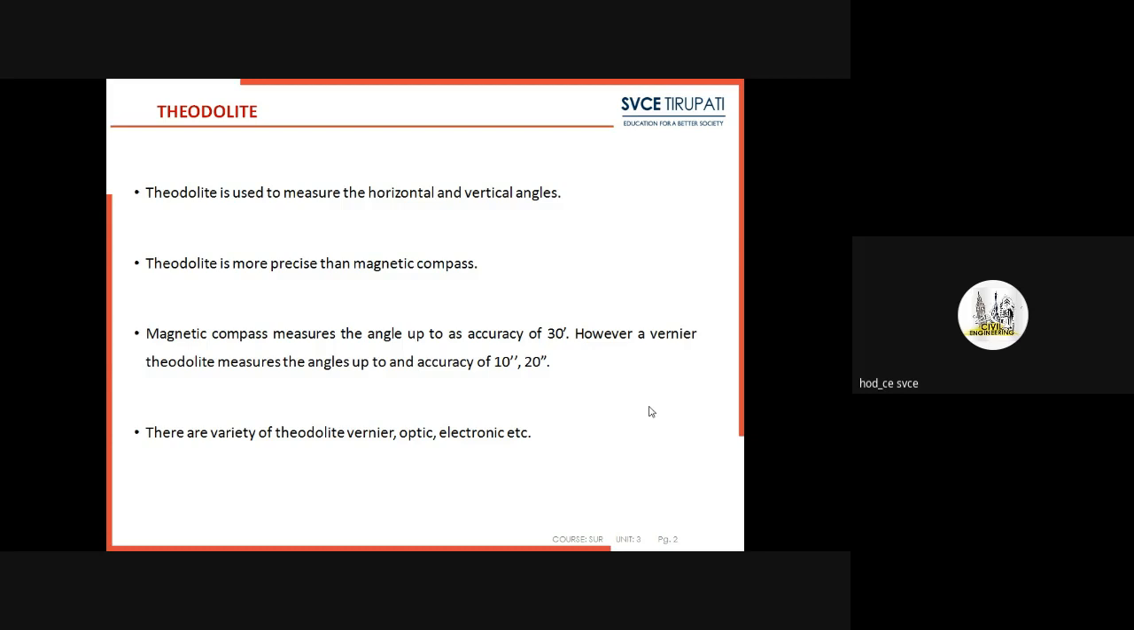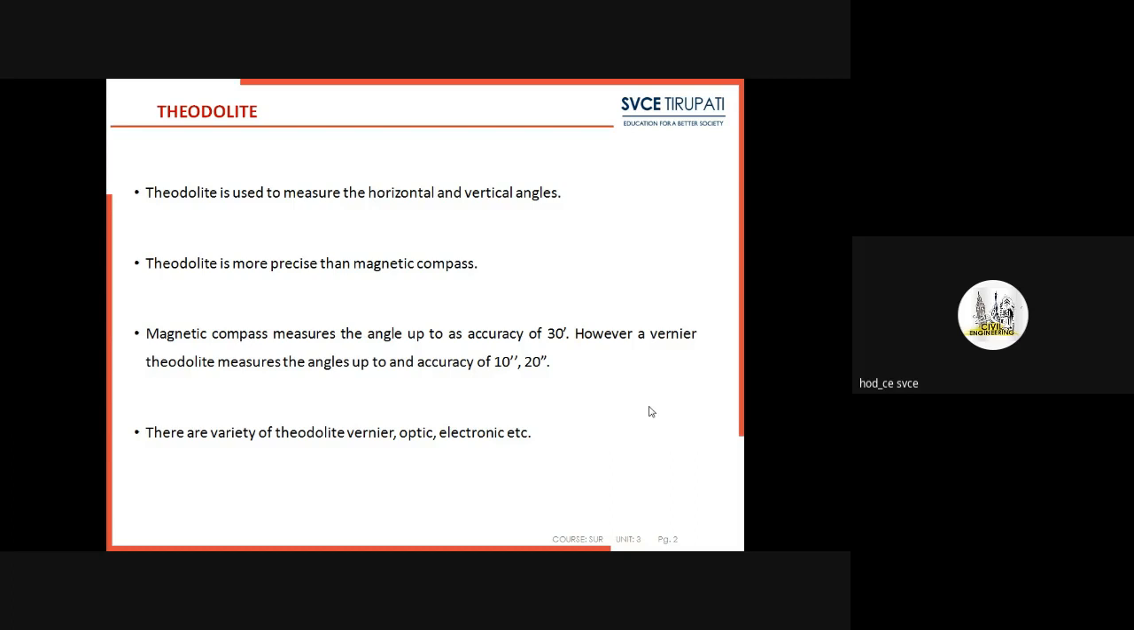And whereas coming to the vertical graduations, the vertical circle, within the vertical circle it was split like a quadrant section. That means 0 to 90, 90 to 0. Like that, they have placed graduations within the vertical circle. And theodolite is more precise than magnetic compass. Why is it more precise than magnetic compass?